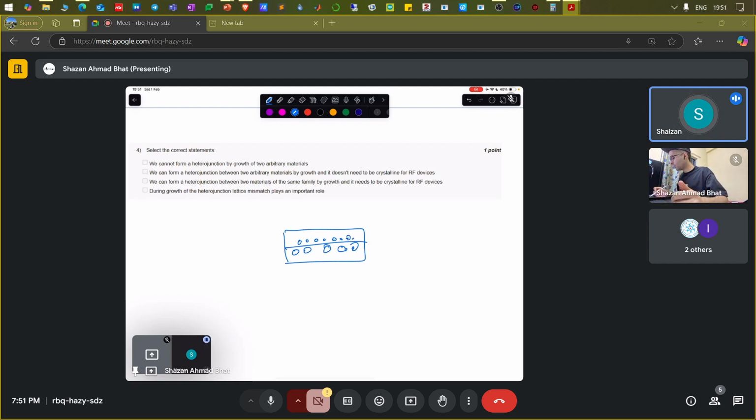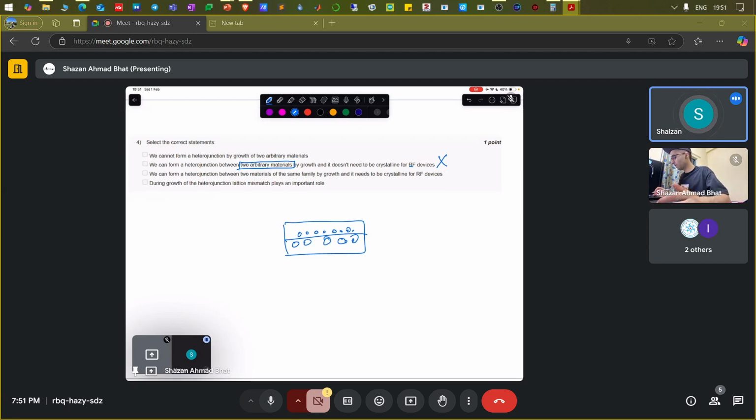You can form a heterojunction between two arbitrary materials by growth and it does not need to be crystalline. This is wrong. You cannot form a heterojunction between two devices by any arbitrary method or arbitrary material. We can form a heterojunction between two materials of the same family by growth, and it needs to be crystalline for RF devices. Yes, it's absolutely true. Being from the same family is just like having the same crystal structure.